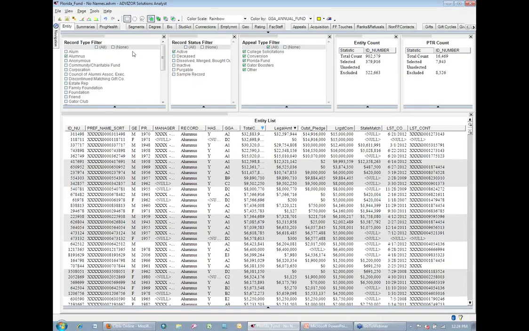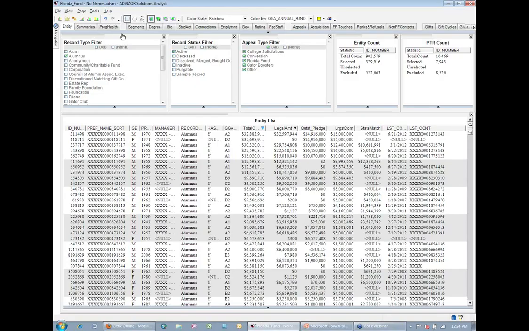Right now, you can see here in the record type filter that I have it selected for alumni only. So right now, loaded into the project on all the different pages, we'll only be looking at alumni of University of Florida. Since the focus is entity-centric, there may be some people in here who've never gotten an appeal from us, but they are our alumni, so we want to be able to incorporate them into segments if we so choose to acquire some non-donors and things like that.